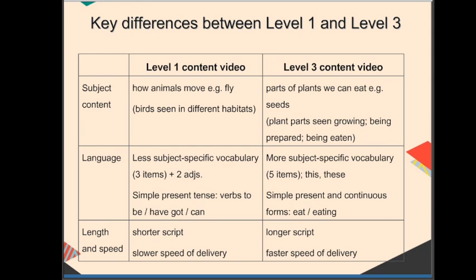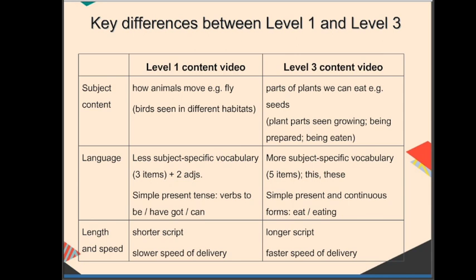As you can see from the first row in the table, in the Level 1 video, learners see birds in different habitats, while in Level 3, learners not only see plant parts that can be eaten, but they see the plant parts growing and being prepared. This process is very important because some children assume all food comes directly from supermarkets and appears in a state ready to cook without any preparation.